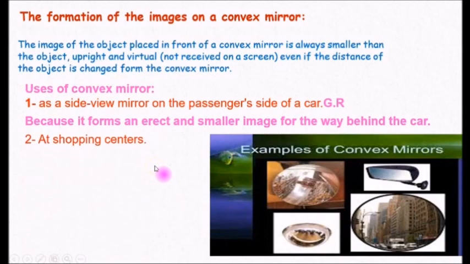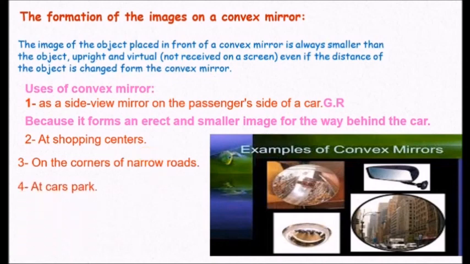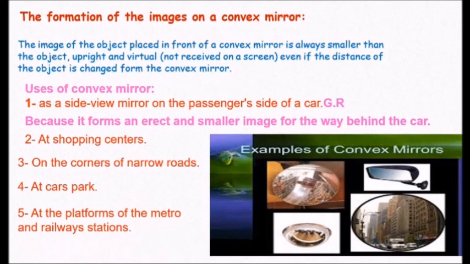And the other uses are at shopping centers, on the corners of narrow roads, at car parks, and the last one at the platforms of the metro and railway stations. All the uses of convex mirror, we use convex mirror in all these uses because it forms an erect or upright and smaller image for the area. So it allows us to see so much detail of the place.